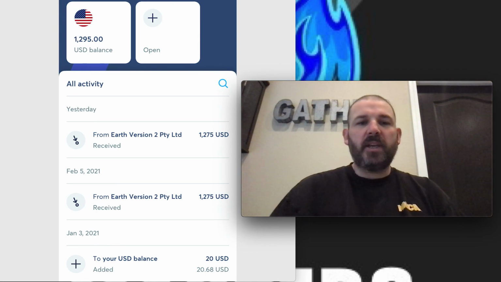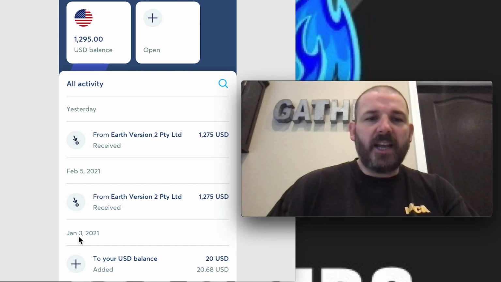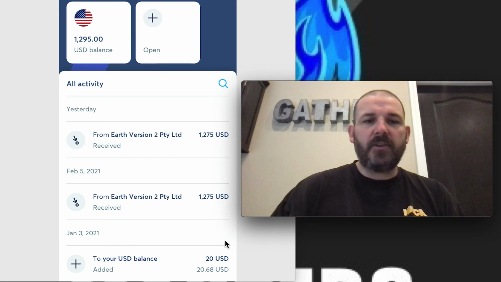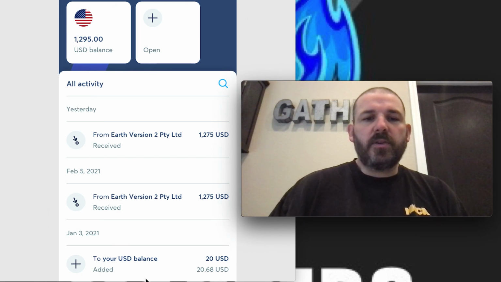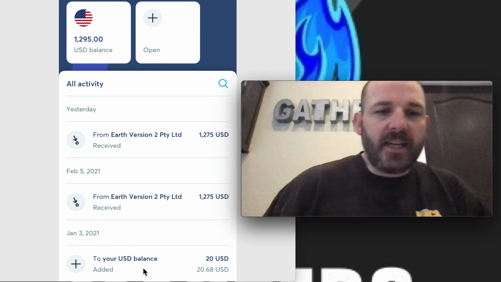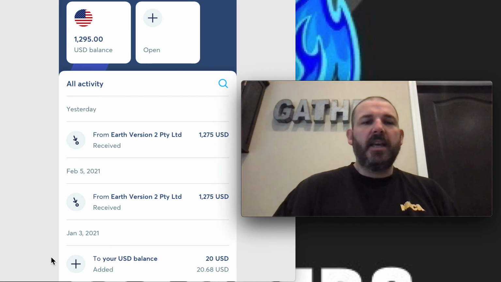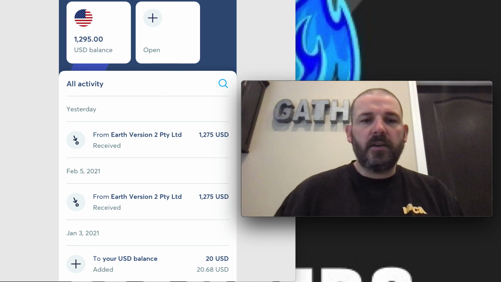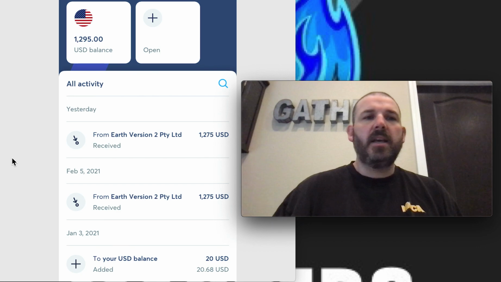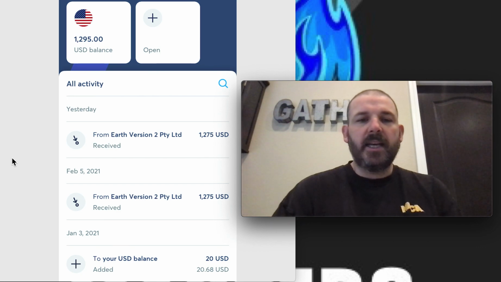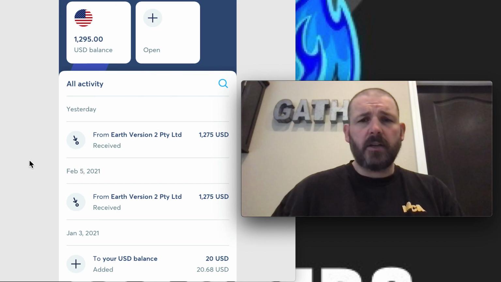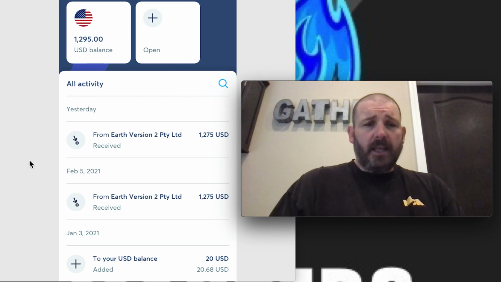All right, so you can see that back on January 3rd, I set up my TransferWise account. This is a picture from my TransferWise account. And in order to verify my ID and verify that I was a real person, I had to deposit $20. So I deposited $20 using a credit card, which is why it cost me 68 cents. You can link a bank account to TransferWise and they don't charge you any extra fees, but I used a credit card, so it was 68 cents.